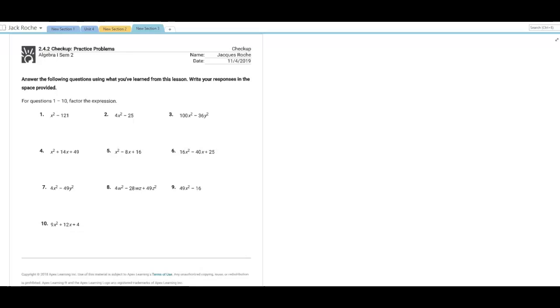Okay, the last section for this chapter before the test is solving or factoring special cases, right? So now the first special case is what we call a difference of two squares. Now this is when we have some number squared minus some number squared, right? So how would we do this?